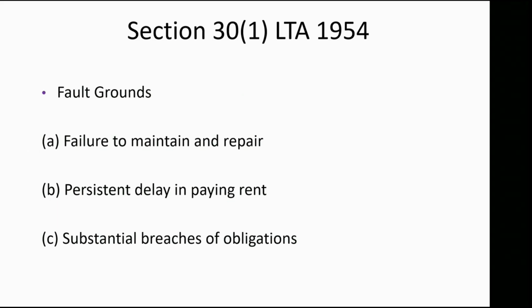I now want to talk about section 30 of the Act and the fault-based grounds. And there are three grounds here that really spring to mind. Firstly, ground A: a tenant's failure to persistently repair and maintain the property. And the court then can maintain an argument that the tenant should not be granted a new lease due to the state of the property resulting from the tenant's failure to comply with its repairing obligations.